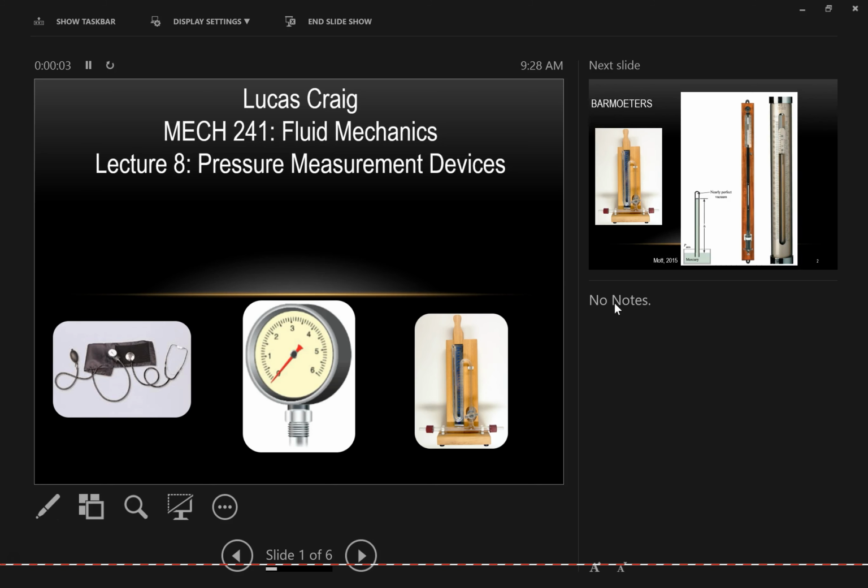Okay, so I just want to quickly show you a few things that were used to measure pressure. A lot of it, you can measure your blood pressure. You can measure just random fluid pressures. Okay. Let's see, is this going to work? No, it's all right.